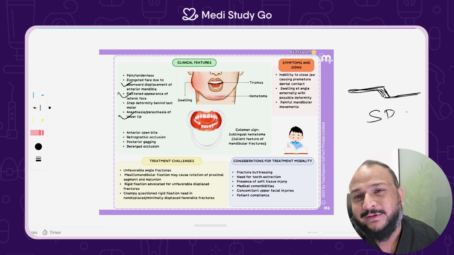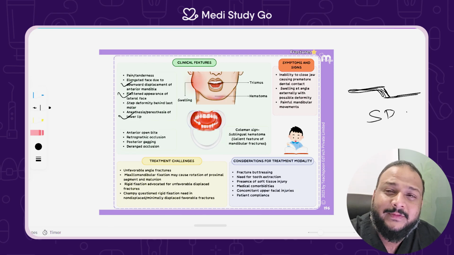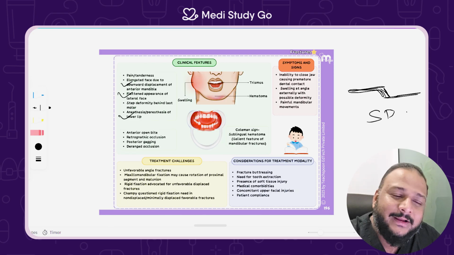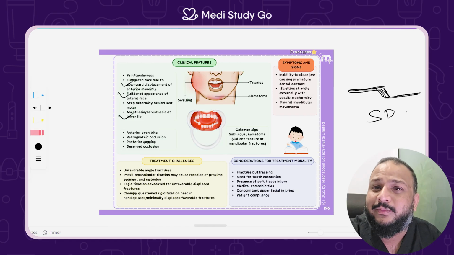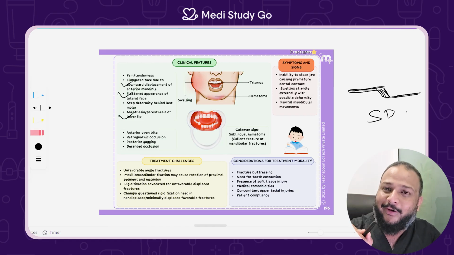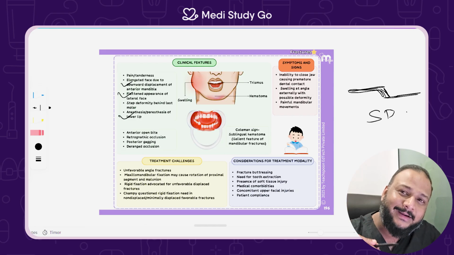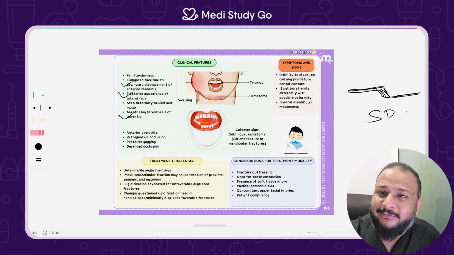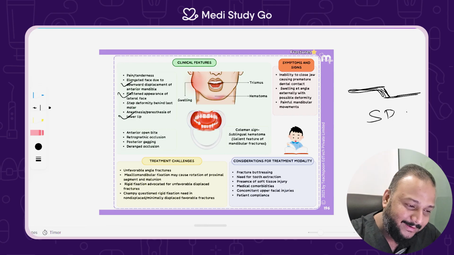Anesthesia or paresthesia of the lower lip. Why would that happen? If there is an injury to the inferior alveolar nerve, there is going to be a paresthesia. There is going to be a paresthesia for the lower lip and along the entire supply of the inferior alveolar nerve and the mental nerve.